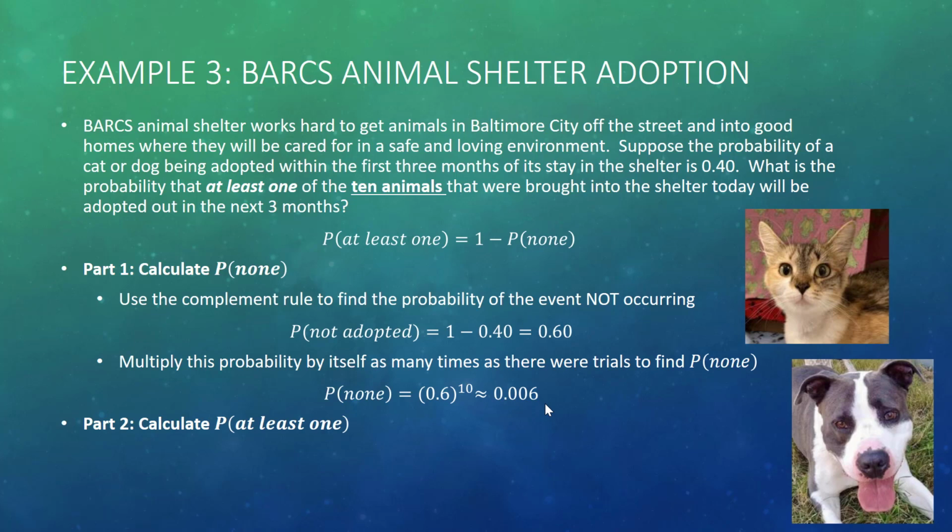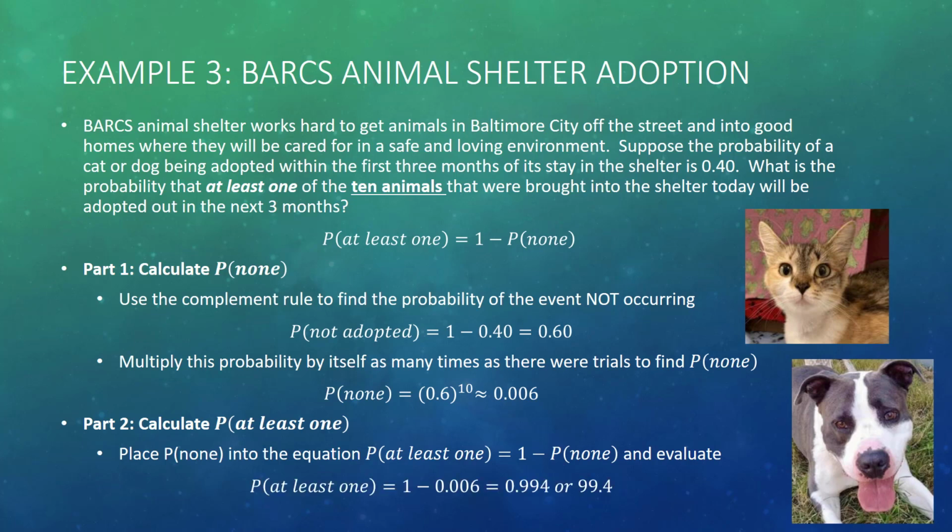Now we can use the probability of none to calculate the probability of at least one. So we have 1 minus 0.006, so there's a 99.4% chance that at least one of these 10 animals will get adopted out in the next 3 months.